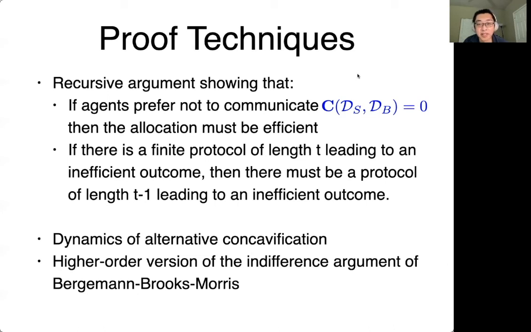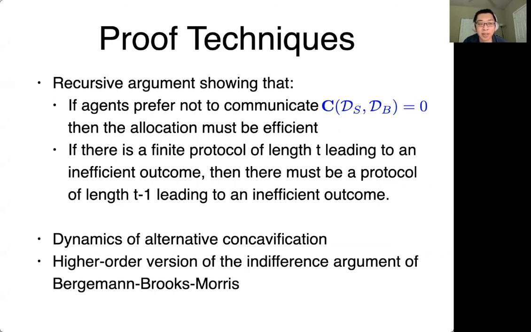So for our result that finite message complexity leads to efficiency, we can use the following recursive argument. For the base case where message complexity is 0, we can easily show that the allocation must be efficient. And then we use the recursive argument that if there's a protocol of a finite message complexity t leading to an inefficient outcome, then we can construct another protocol of message complexity t minus 1, also leading to an inefficient outcome. And therefore, by this recursive argument, we can show there can't be any protocol of finite message complexity leading to an inefficient outcome.